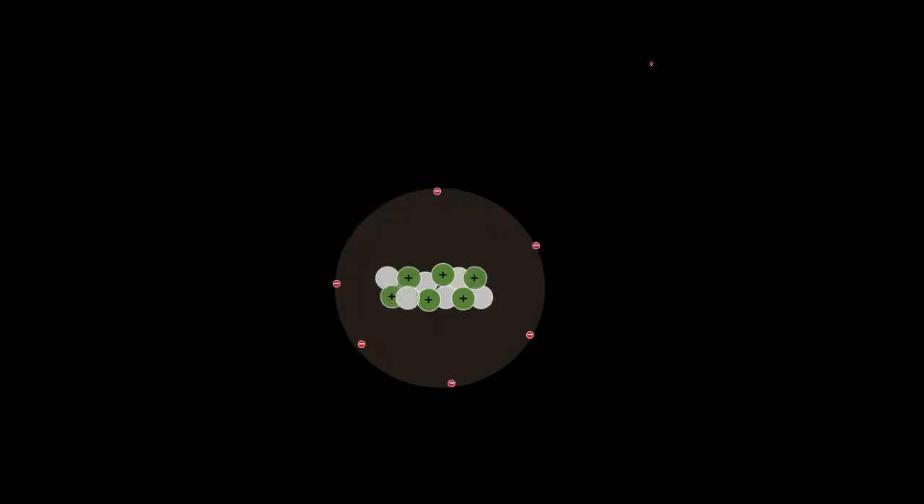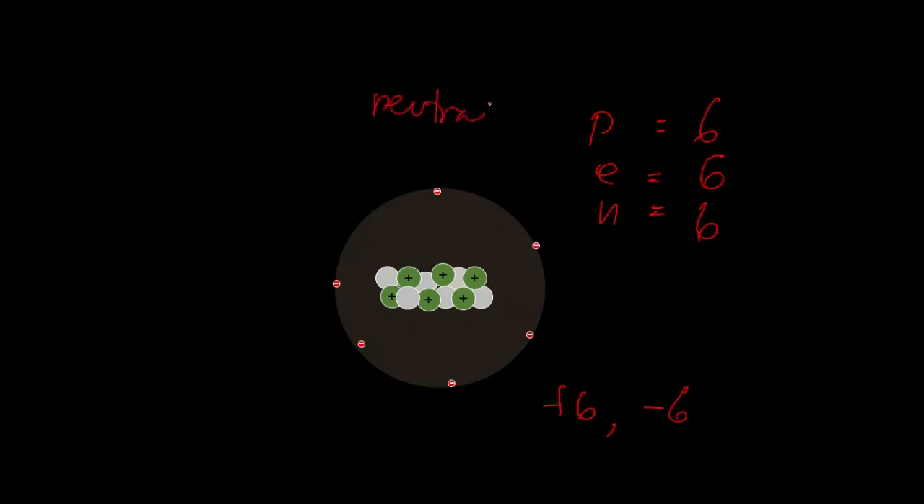Let's go to another atom. Protons 1, 2, 3, 4, 5, 6. Electrons 1, 2, 3, 4, 5, 6. Neutrons 1, 2, 3, 4, 5, 6. Here we have positive 6 because 6 protons and 6 electrons. So right now this atom is still neutral. So this is still an atom.